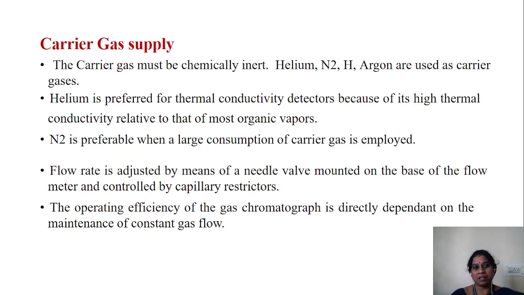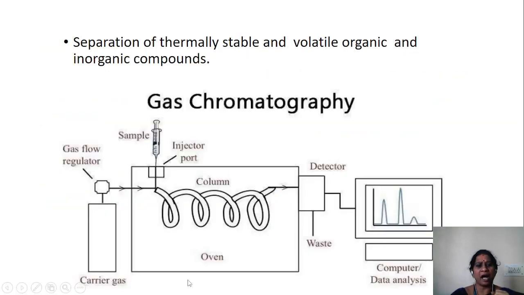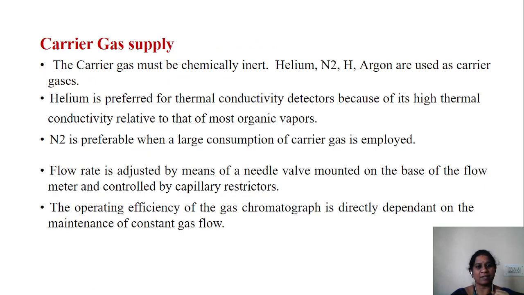The flow rate of these gases is adjusted by means of a needle valve which is mounted on the base of the flow meter, and it is controlled by capillary restrictors. The operating efficiency of any gas chromatograph is directly dependent on the maintenance of the gas flow. So, we have done with the carrier gas supply and the carrier gas flow regulator. We will be discussing the sample injection system in the subsequent slides.